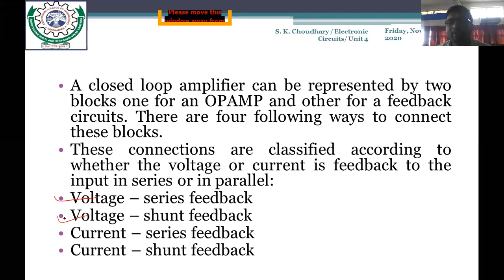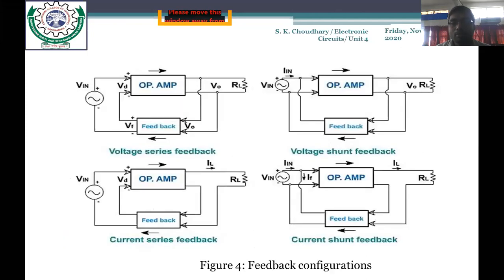The other configurations we have already learned in the case of MOSFET based amplifiers or FET based amplifiers. Now this diagram is very important, which we also saw in the second unit. This block diagram is the same for feedback configurations. In this diagram, you can see that 4 different types of feedback have been shown. Please take a screenshot of this.